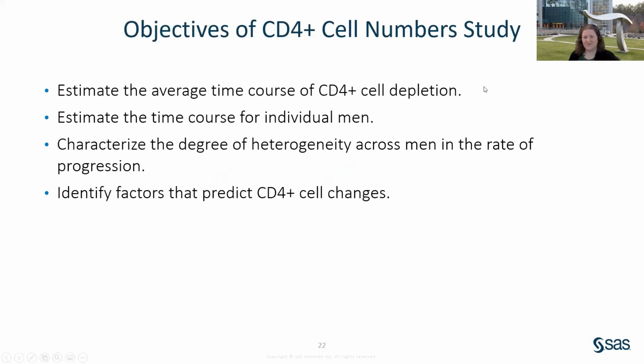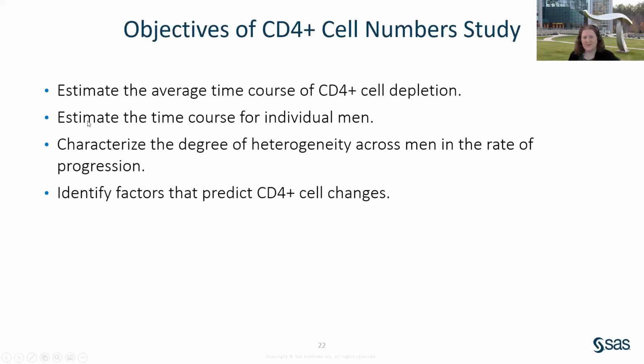And here are some objectives of this study. The first objective is to estimate the average time course of CD4 cell count depletion. We want to know how CD4 cell counts change over time when someone is developing the AIDS disease. Does it take a year before your immune system is really low? Does it take 2 years, 5 years, something like that?